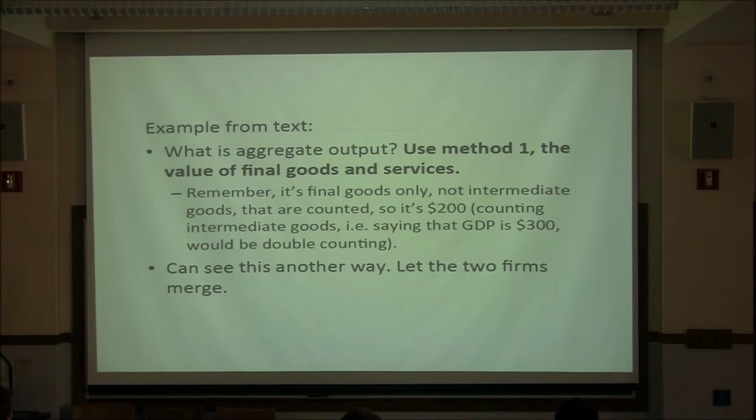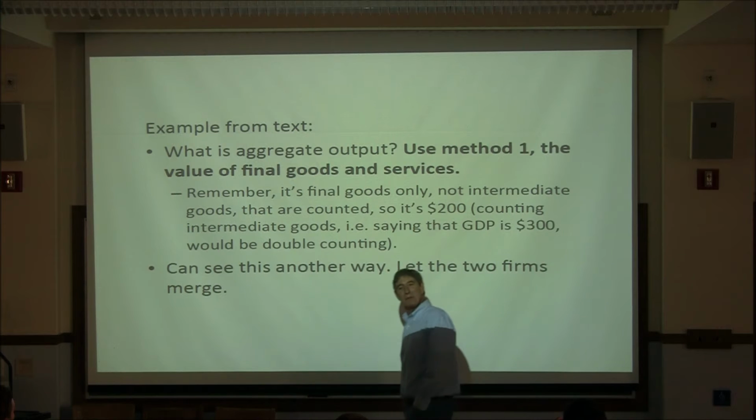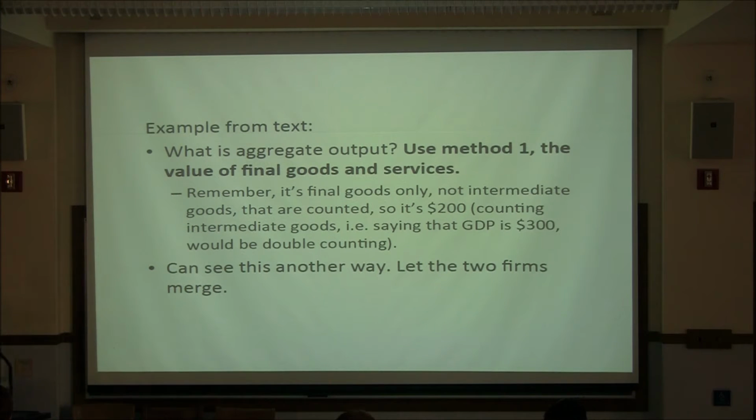So you can see that another way. If you're still confused about why it isn't 300, imagine that the two firms merge. So now there's not a firm 1 and a firm 2. Firm 2 buys up firm 1. It's a vertical merger. And now they're just one firm. All the same number of workers and everything, they all do what they did before. It's just one firm instead of two.